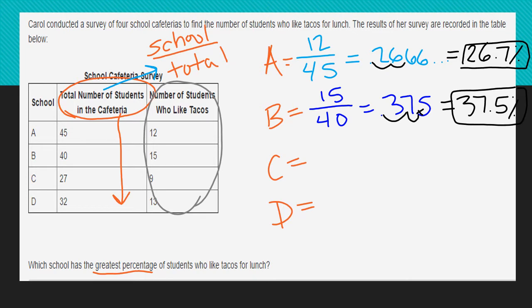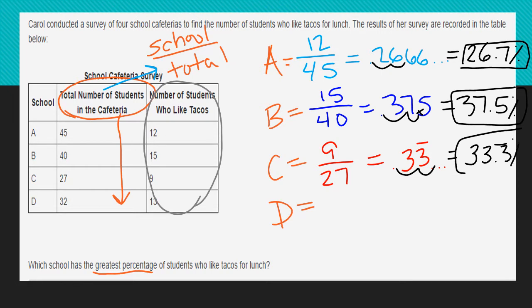All right, let's do the next one. School C. We know that we have 9 people who like tacos out of the 27 people in the cafeteria. So if we do 9 divided by 27, we get 0.33, and it goes on forever, which is where you see the line. That's called a repeating decimal. To change that to a percentage, we move it over 1, 2. So this is about 33.3%.